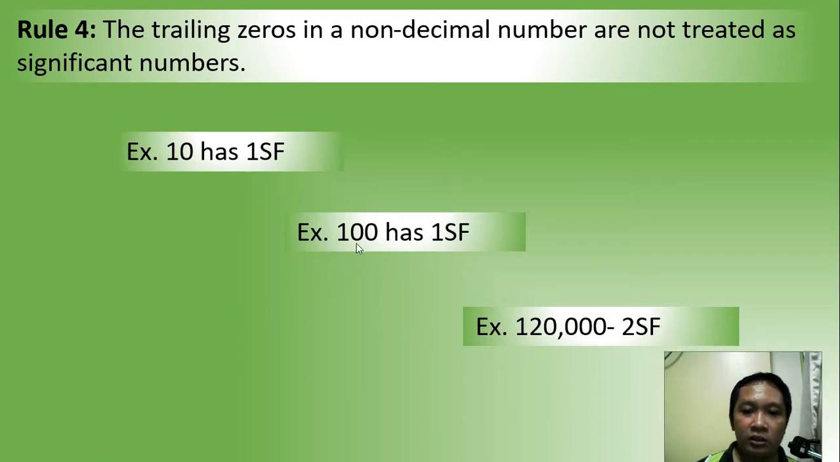Okay, you'll notice also on 100, even though there are 3 digits here, only 1 is the significant figure. In this case, there are only 2 significant figures. So trailing zeros in a non-decimal number, there is no decimal point indicated here, so therefore the trailing zeros are not significant numbers.